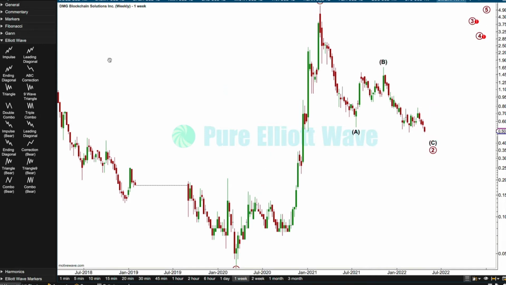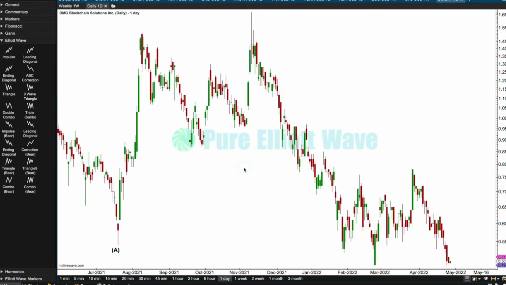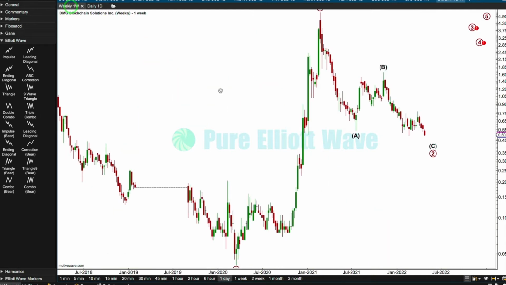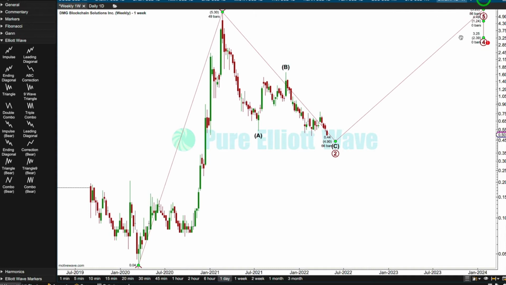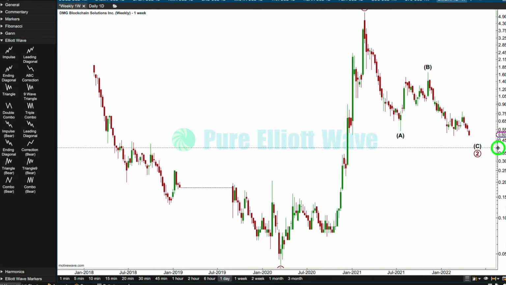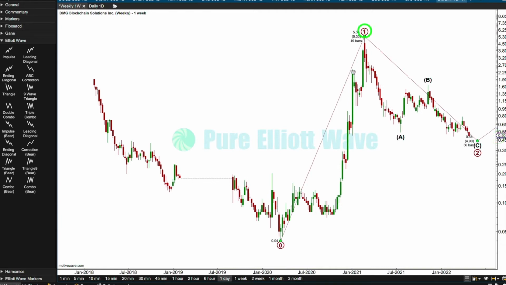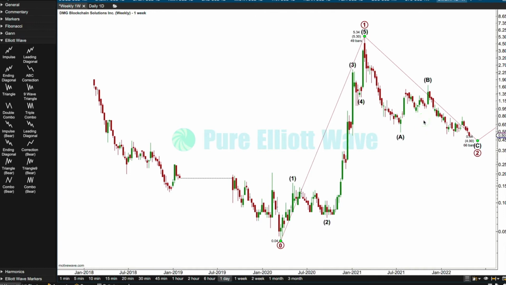Actually, before I go any further, I've been having some trouble with motive wave. Let's see if this... Oh yeah, it is. Okay, great. So this is my weekly chart. Let's just move these away. Let's put some labels in on 1 and see if this subdivides as an impulse.